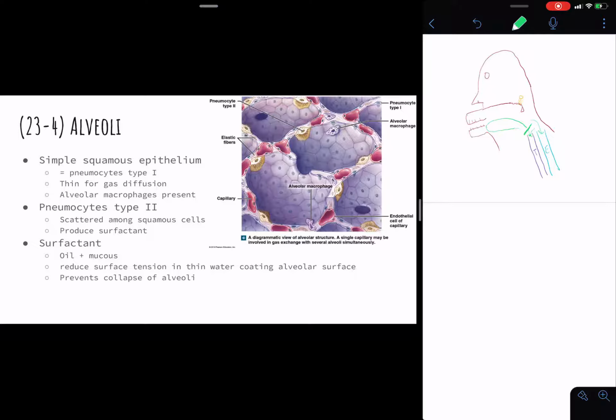One thing before we leave this slide, I also want to mention that sandwiched in between the type 1 and type 2 cells, we also have some macrophages present, just to collect information on if there's an infection present.